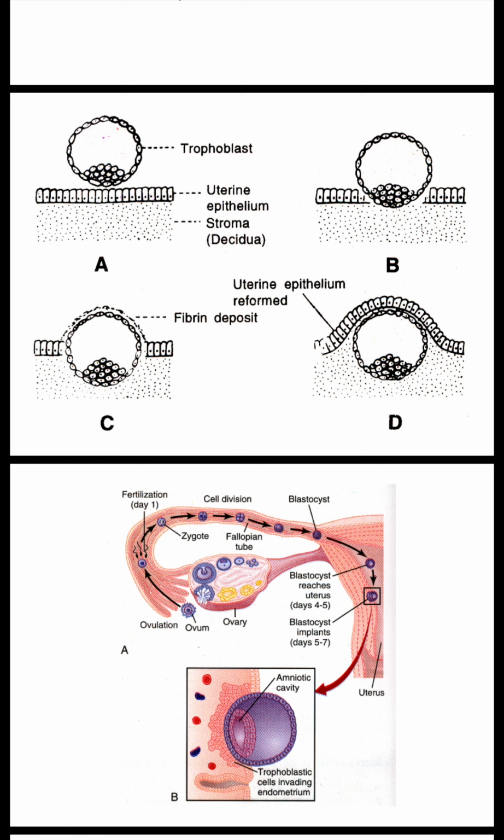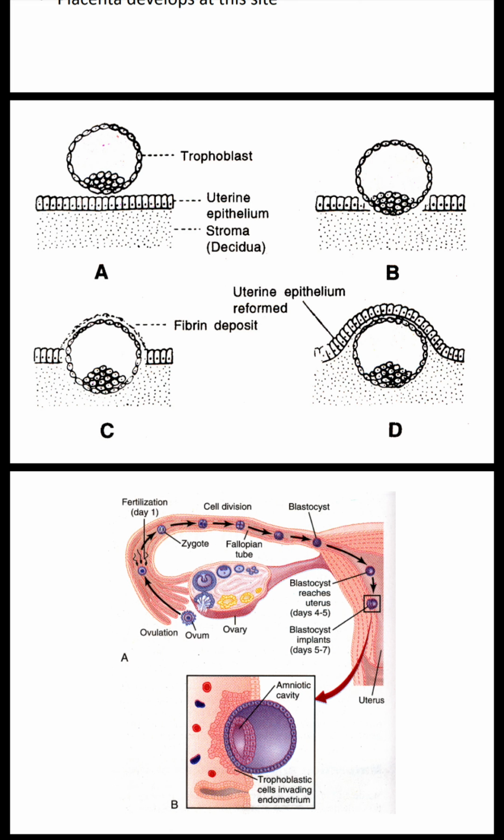Here you can see the blastocyst burrowing into the endometrium, and there is a fibrin deposit around it, and after that the uterine epithelium is reformed. So this is the overall happening from ovulation, fertilization, up to implantation. Here you can see the amniotic cavity and the trophoblastic cells invading the endometrium.